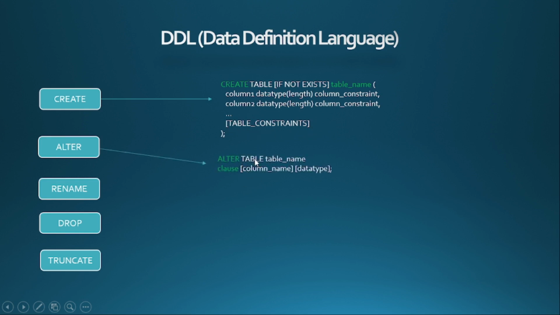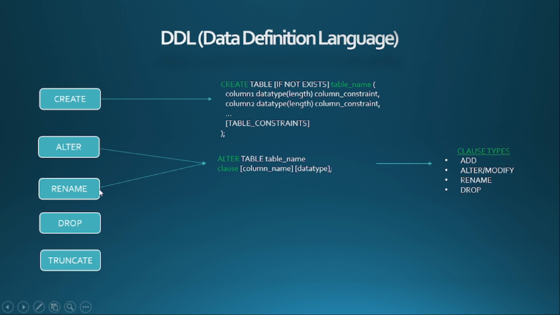This is the ALTER TABLE table name syntax. Here we have a clause and also column name and data type. These are the clause types. ALTER is a command which you use if you want to alter or rename a table name, or modify a table name or column name, or modify a column data type. All these operations we can perform using the clause types.